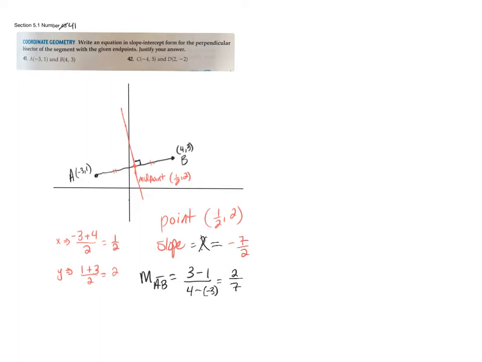So we can now use, probably the easiest way to write the equation of a line when you have a point and a slope, point-slope form, which is y minus the y-coordinate equals the slope times x minus the x-coordinate.